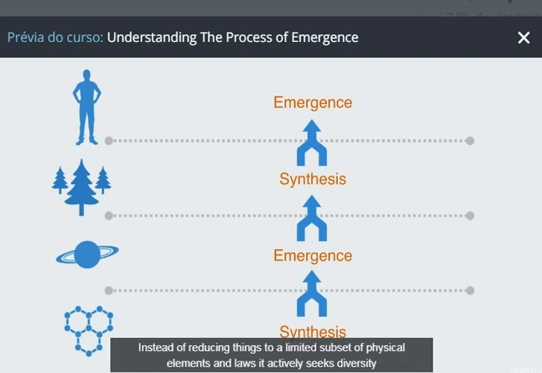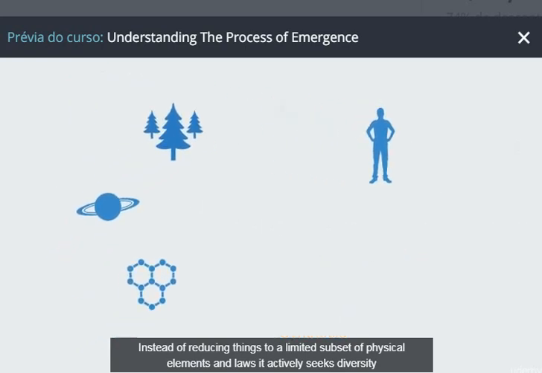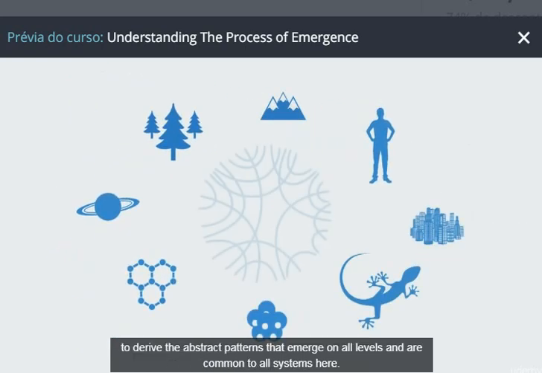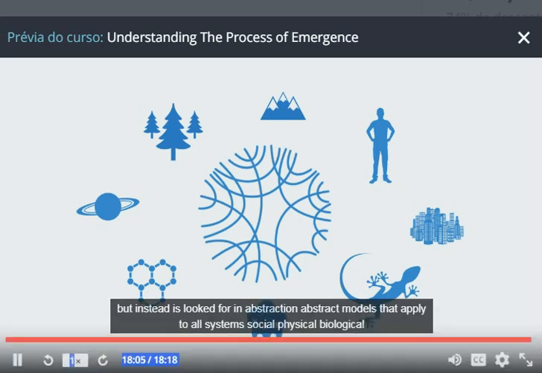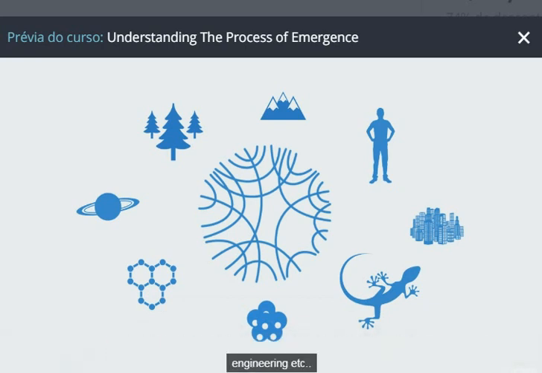Instead of reducing things to a limited subset of physical elements and laws, it actively seeks diversity to derive the abstract patterns that emerge on all levels and are common to all systems. Here, the unity of science that both reductionism and holism seek is not looked for in elementary parts, but instead is looked for in abstraction, abstract models that apply to all systems, social, physical, biological, engineered, etc.